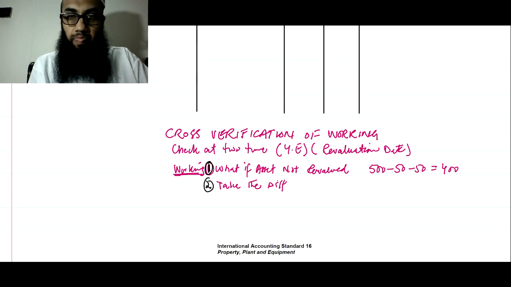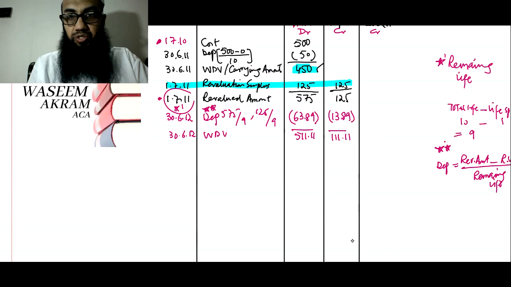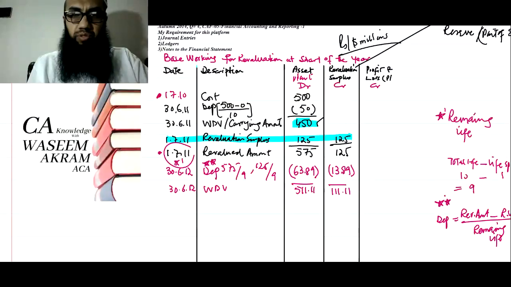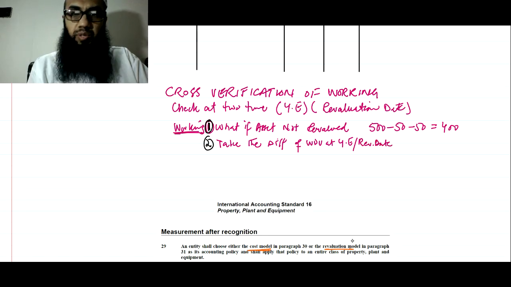Take the difference of this revalued WDV after revaluation, WDV at year end or revaluation date, WDV or book value or carrying amount, which is 511 minus this, what if 400.